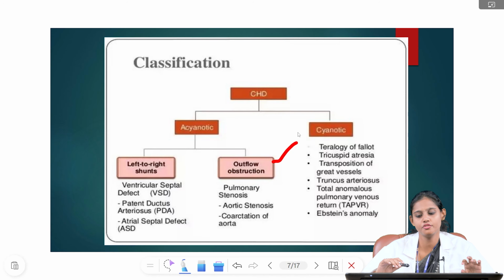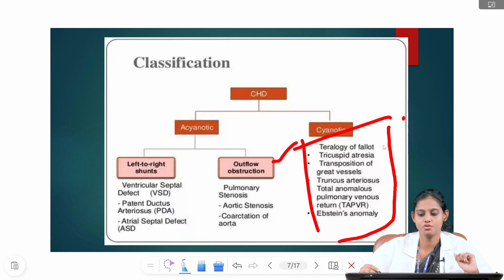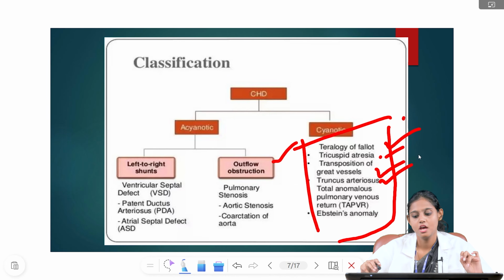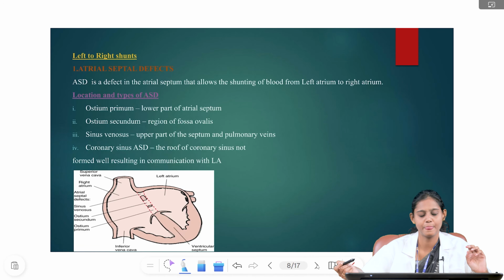and coarctation of aorta. And these are all the main cyanotic diseases like Tetralogy of Fallot, tricuspid valve atresia, transposition of great arteries, Truncus arteriosus, total anomalous pulmonary venous return, and Ebstein anomaly. Now, let's look into a brief note about all those cyanotic and acyanotic defects.